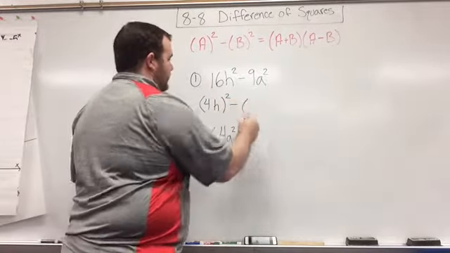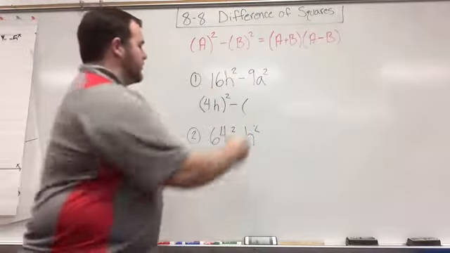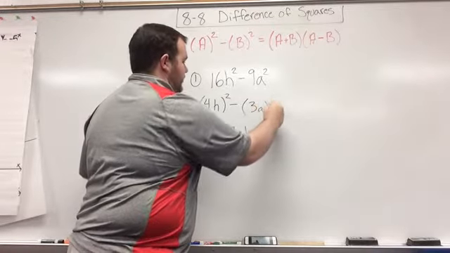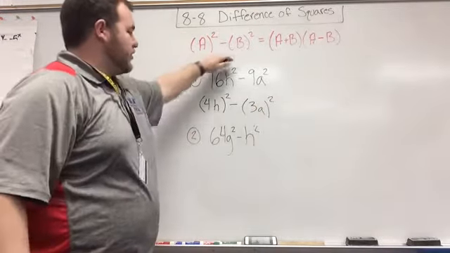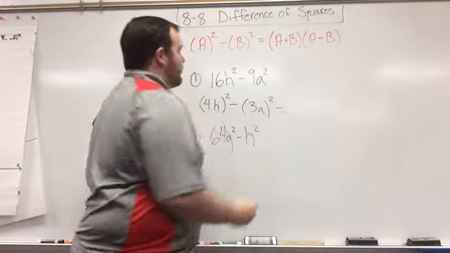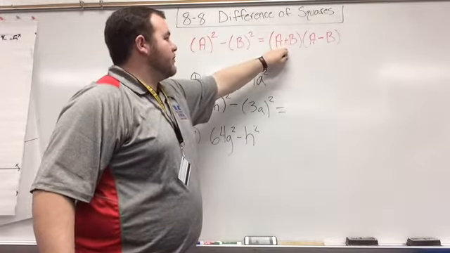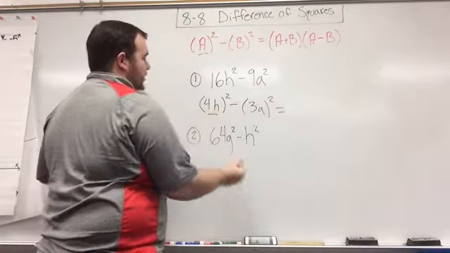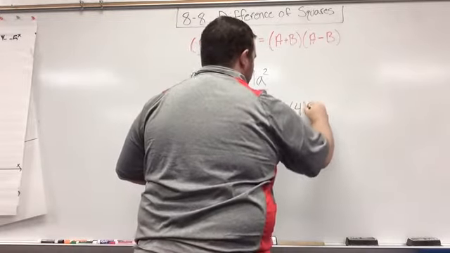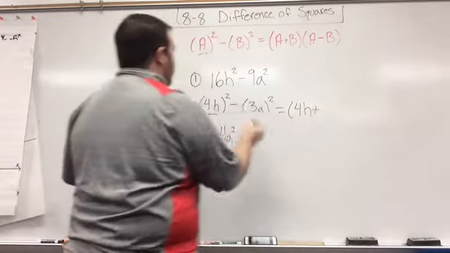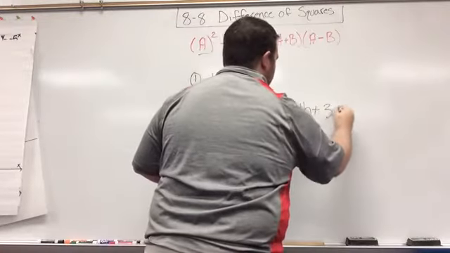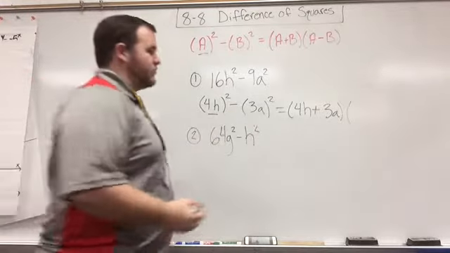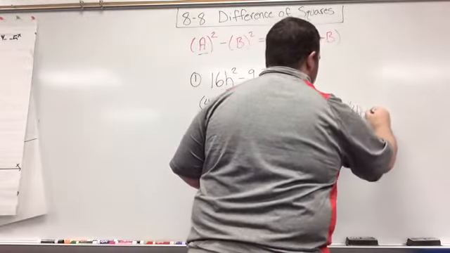And then we're going to subtract what times itself equals 9? 3. What times itself equals a squared? We get a. And so now we're right here, and we're going to rewrite it like this. The quantity of a plus b times the quantity of a minus b. So we got to remember a is our 4h. So we have 4h. And then we're going to add b, which is 3a. And then really we're just going to rewrite it, but have a subtract in the middle. So 4h minus 3a.